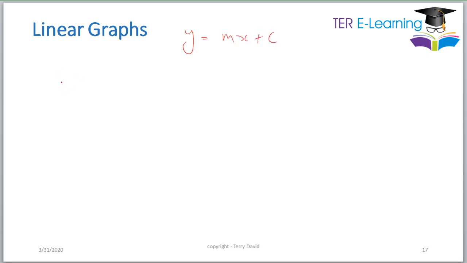So my equation is, let's say 3y plus 6 is equal to 9. Right? So this is my equation. I want to know what is the gradient and what is my y-intercept.